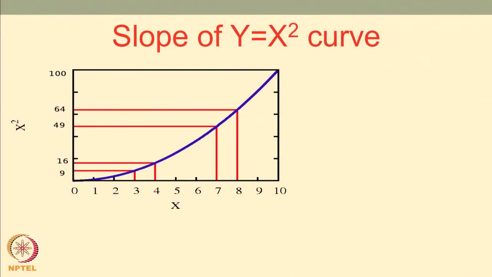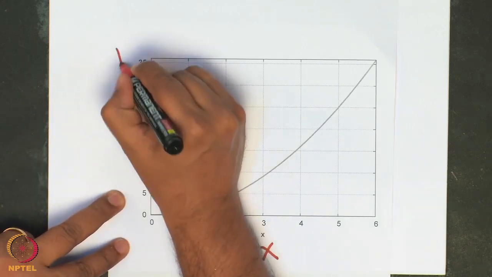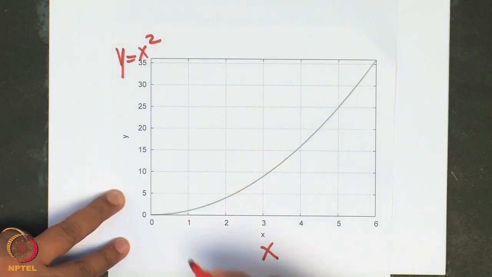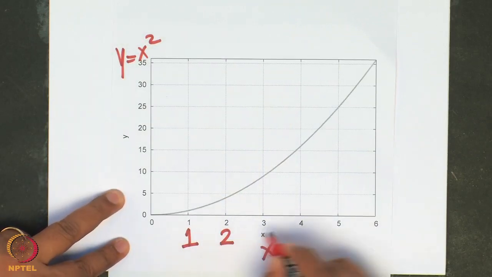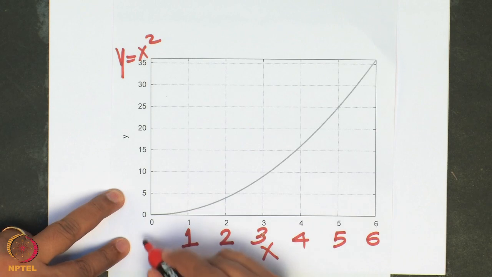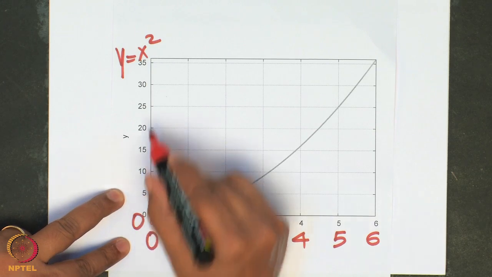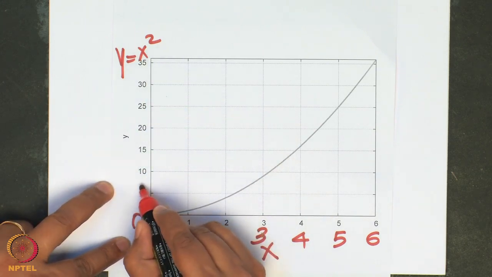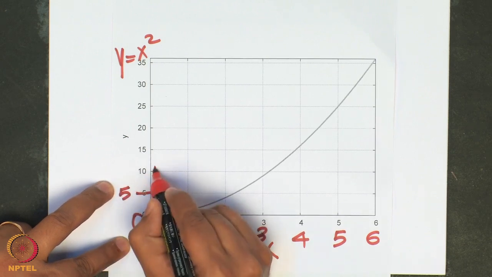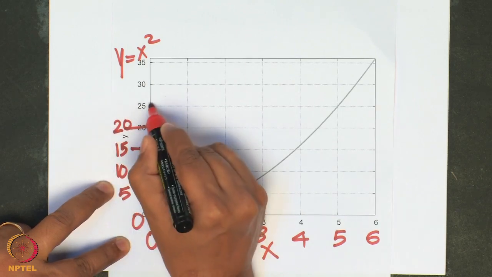So I will take this curve here, which is y is equal to x square. In this axis we have x, and here in the y axis you have y equal to x square. We have various values here, 1, 2, 3, 4, 5, 6, and this is 0. Correspondingly, we have 0, and what is marked here is 5, 10, 15, 20, and so on.